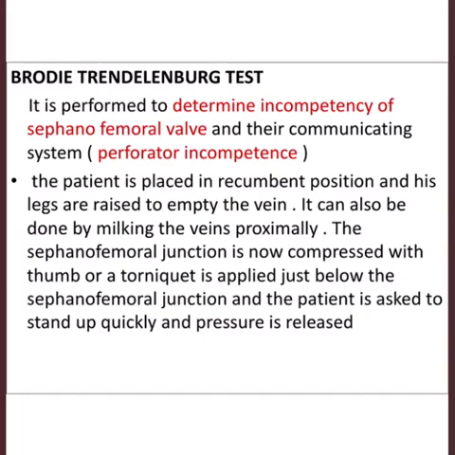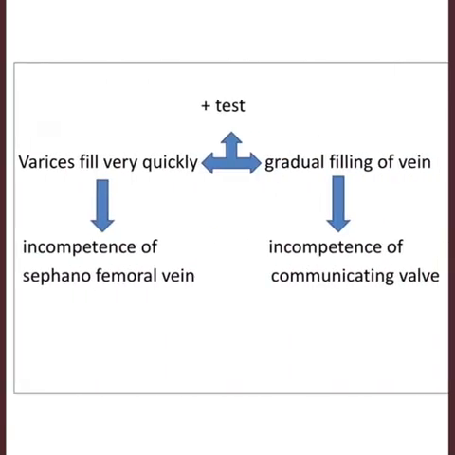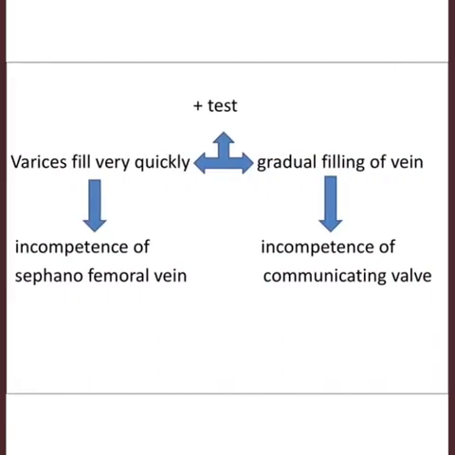The saphenofemoral junction is now compressed with the thumb, or a tourniquet is applied just below the saphenofemoral junction, and the patient is asked to stand up quickly and the pressure is released. The test is called positive when the veins fill very quickly, meaning incompetence of the saphenofemoral valve, or gradual filling of the vein means incompetence of the communicating valve.